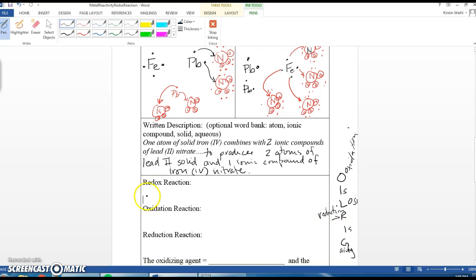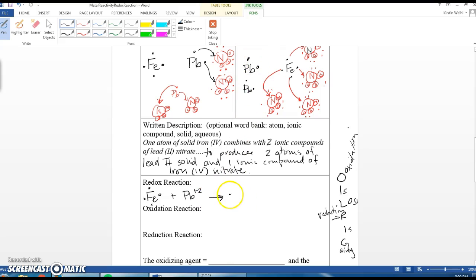Okay, so let's start with the redox reaction. Remember, it's just looking at which cations are involved in gaining or losing electrons. So we see that iron started off with 4 electrons, so we're going to draw those circles in that equation. And then it combines with lead. Now, lead had lost its 2 electrons, and because it's lost its 2 electrons, it's no more neutral, and it has a +2 charge.